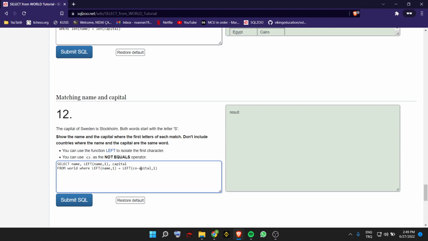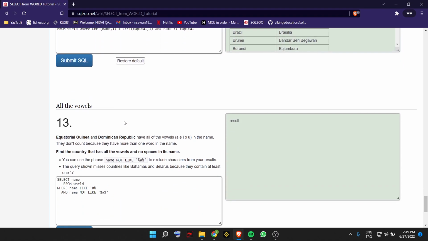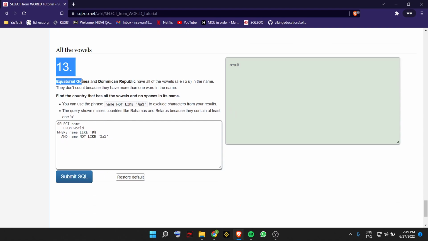And we have one more condition, which is countries where the name and capital are the same. So and name not equal to capital. Should I use brackets? I don't know. Let's try this. If it doesn't accept, we'll use brackets. So that's okay. Equatorial Guinea and Dominican Republic have all the vowels. Okay.